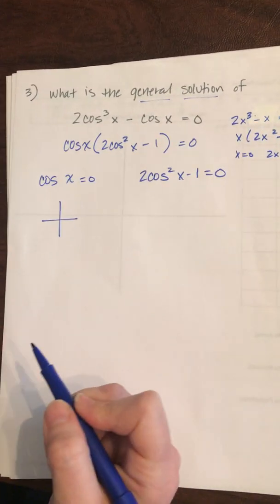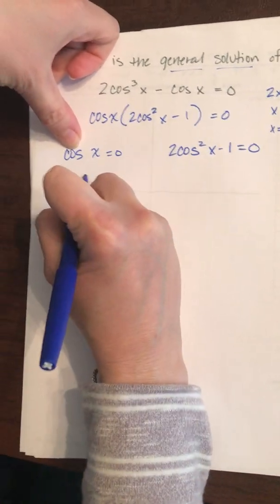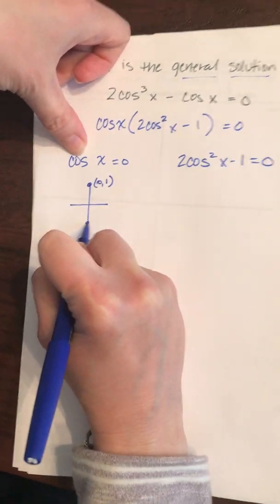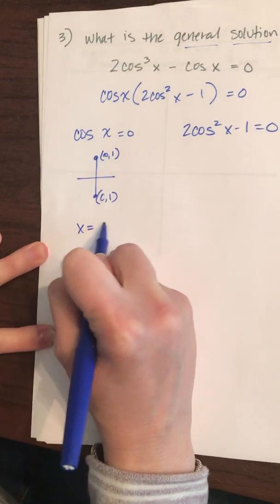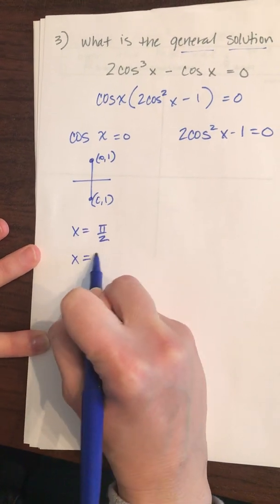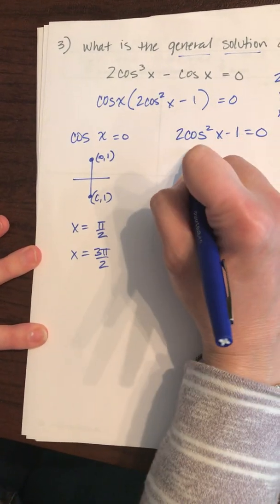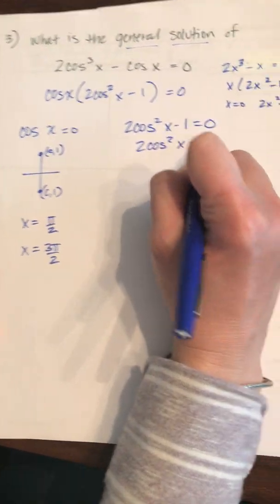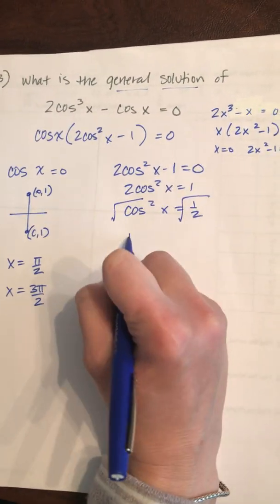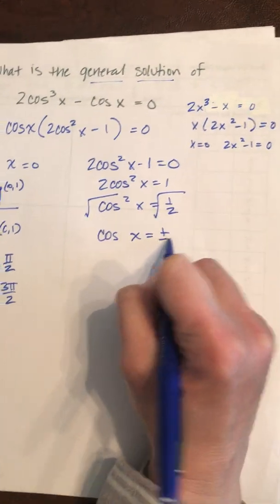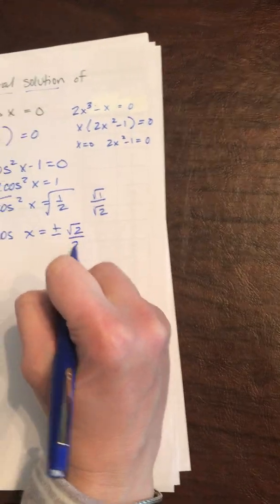This one's already solved for x, so I'm going to look for when cosine is 0. Since cosine represents x, we know that cosine is 0 at 2 spots: at 90 degrees, so that's pi over 2, and 3 pi over 2 at 270 degrees. And then back to this one, I'm going to solve this equation. I'm going to add 1, divide by 2, and square root. Don't forget your plus or minus. The square root of 1/2, remember, is just going to end up being root 2 over 2.